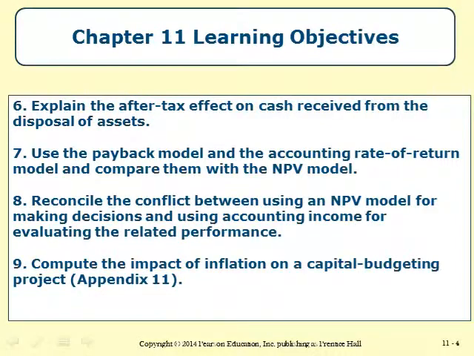We can use the payback model. We'll understand and work with the payback model and the accounting rate of return model and compare these with the net present value model as tools in the capital budgeting process. We'll want to be able to reconcile the conflict between using a net present value model for making decisions and using accounting income for evaluating the related performance. And then we'll talk a little about the impact of inflation on capital budgeting, which is covered in the appendix to Chapter 11.